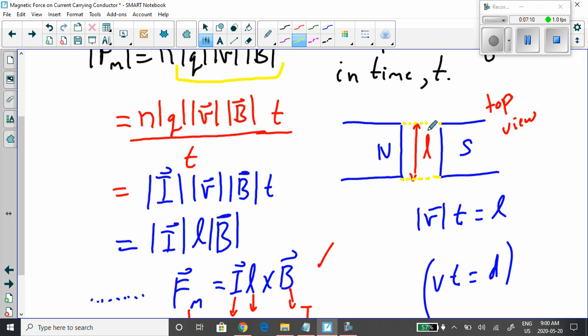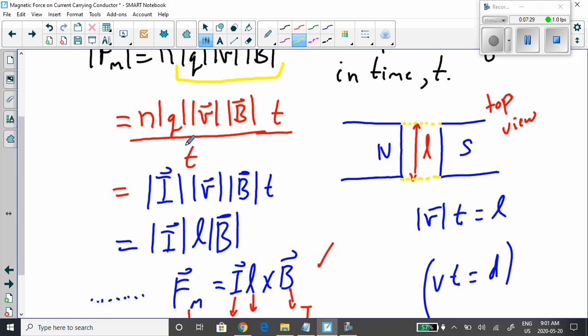So I'm going to get rid of this V times t, right? And I'm going to give myself an L. It's going to be an L.